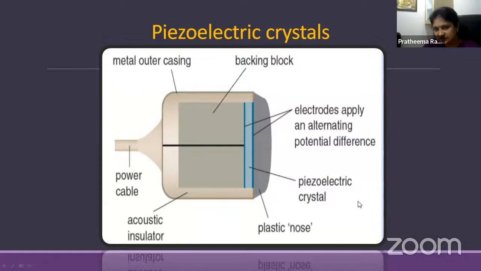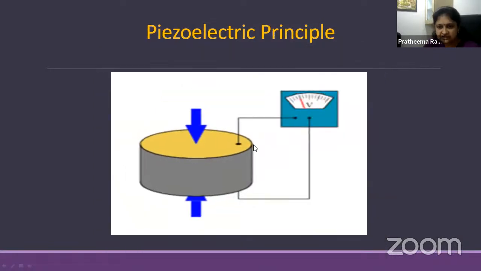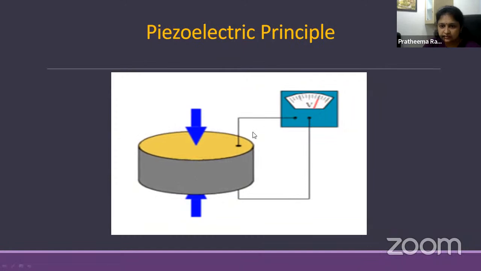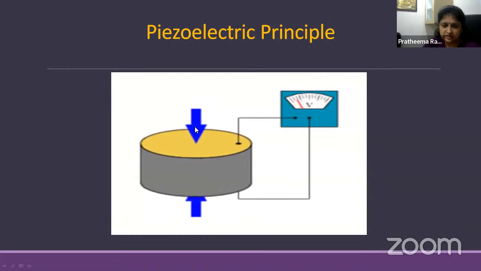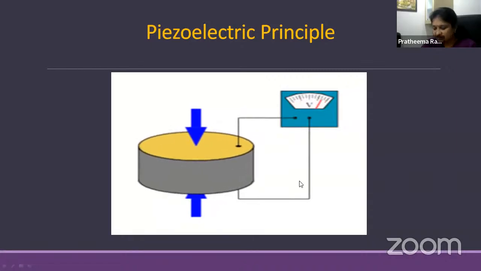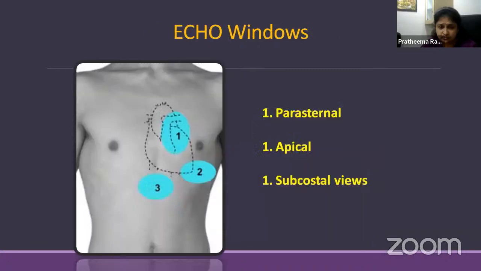This is the most important part of the probe. It's a piezoelectric crystal. So this is used to monitor the patient. The principle is that the ultrasound is changed to a movement of the small crystals, and these crystals change and show as an electric signal. So this is what is seen on the screen of the ultrasound machine.